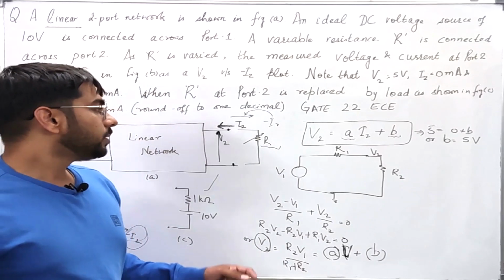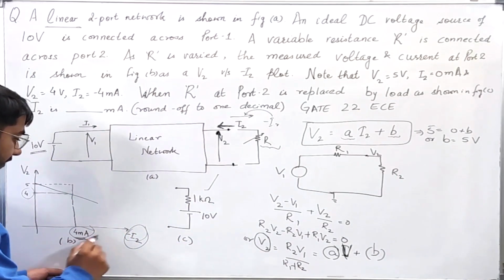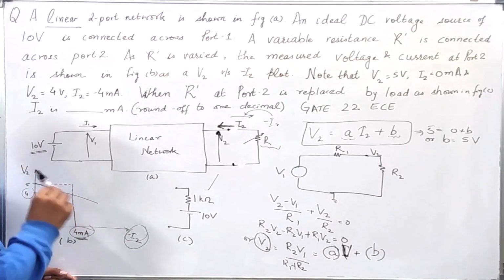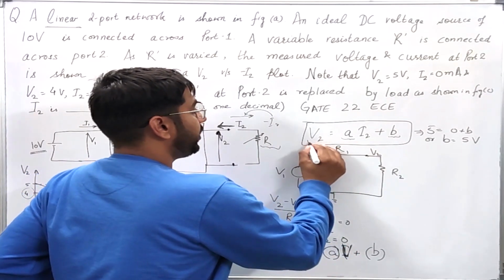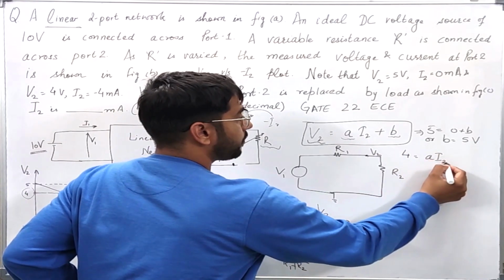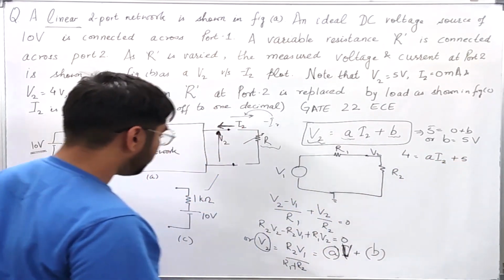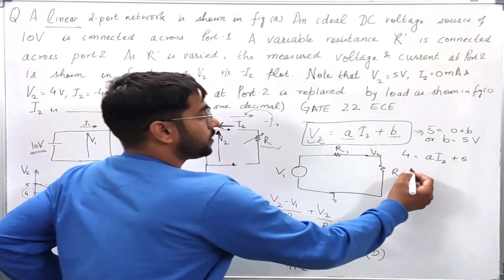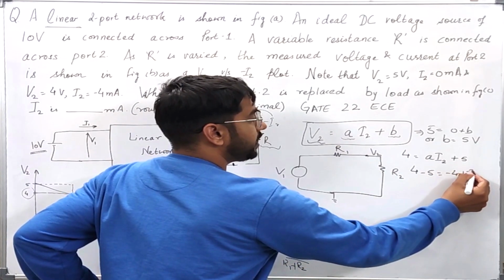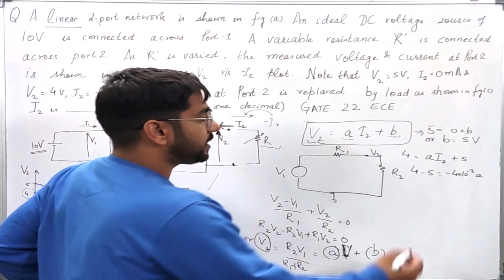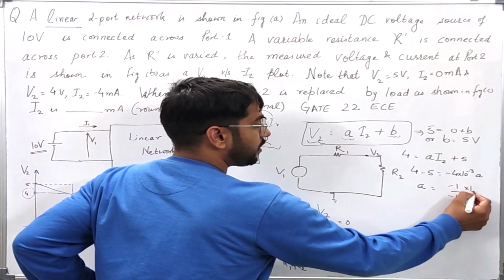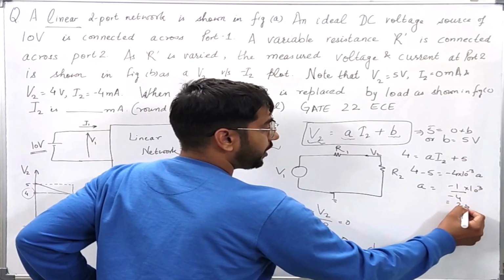Okay. Now let us see the next thing, where the value of I2 is minus 4 milliampere and the voltage is 4 volts. So I will write V2 is equal to A I2 plus 5. Now I2 is equal to minus 4 milliampere. So 4 minus 5 is equal to minus 4 into 10 to the power minus 3 A. So from this we can see that A is equal to minus 1 over minus 4 into 10 to the power minus 3, or 250 ohm.